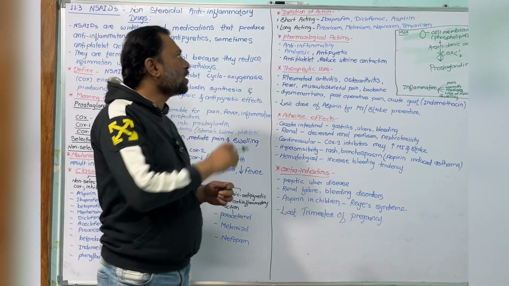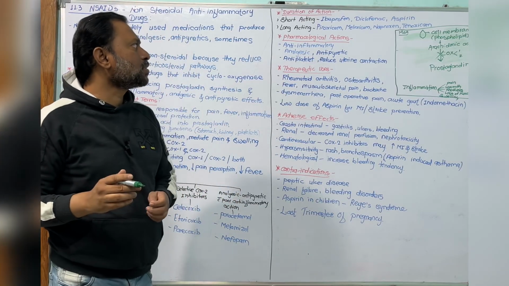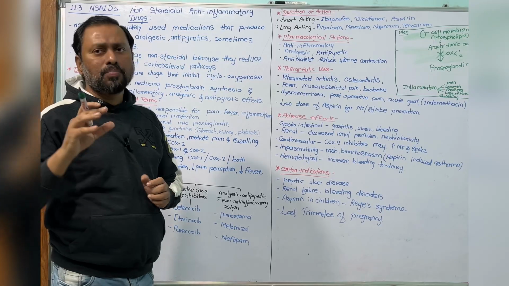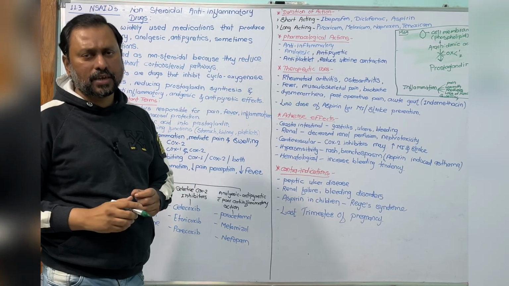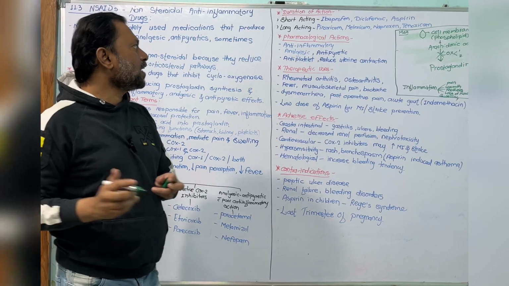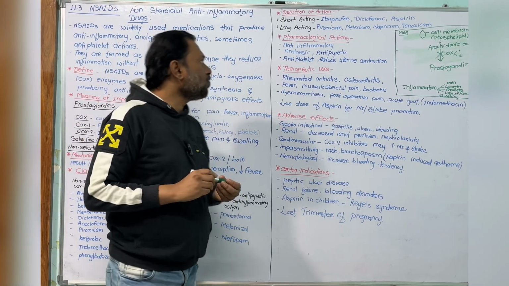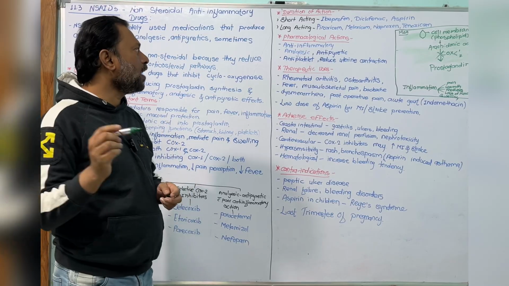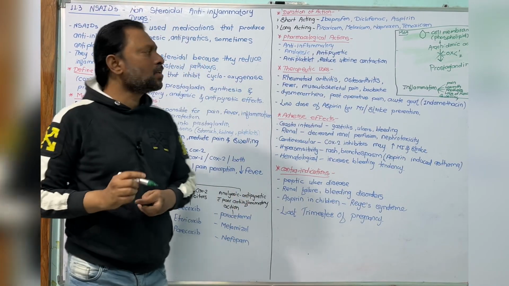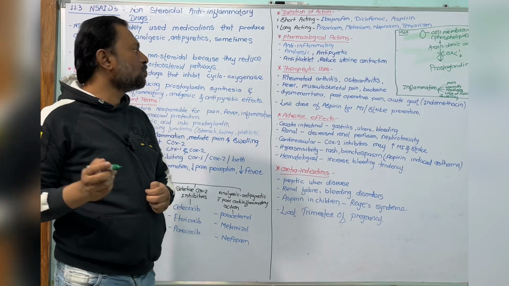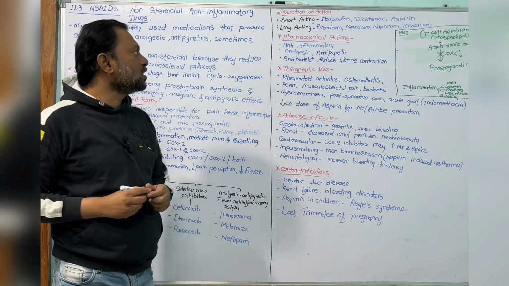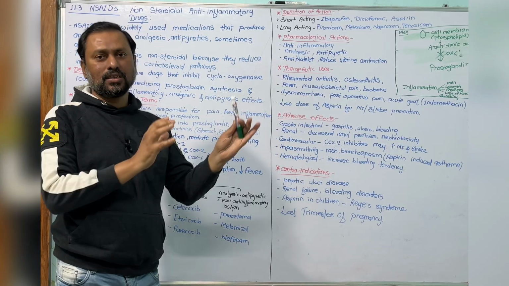And next, long acting, that is piroxicam, meloxicam. This group of drugs shows its actions for a long period. That's why they are considered long acting drugs. Okay. Next one, pharmacological actions. These drugs are anti-inflammatory, analgesic, reducing pain, antipyretic, reducing fever, anti-platelet, and they reduce uterine contractions. These are the main pharmacological actions.